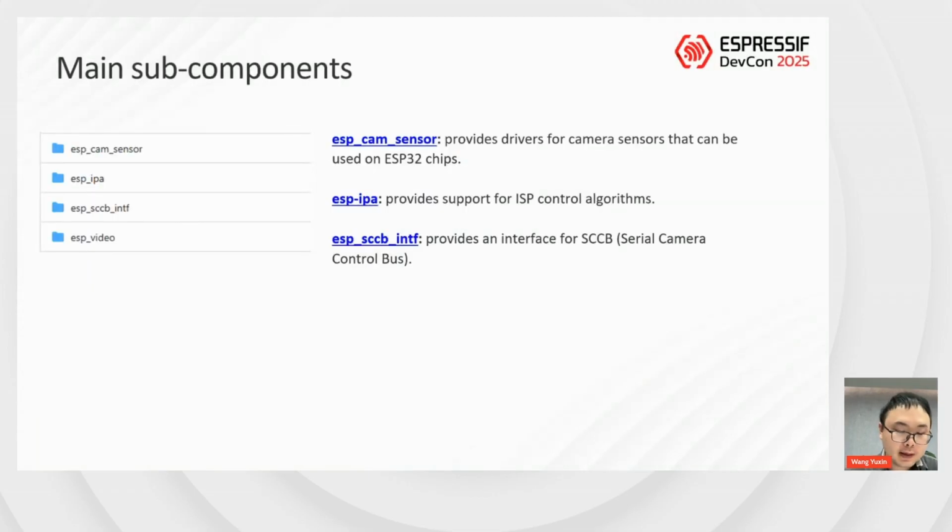At the device layer, there are some key subcomponents. esp_cam_sensor provides drivers for camera sensors, esp-IPA for image processing algorithms, and esp_ipa and esp_cam_ctlr for camera control. Together, those components enable esp-video's core functionality, making camera connectivity and image processing significantly easier.